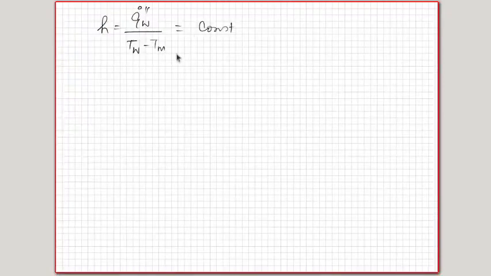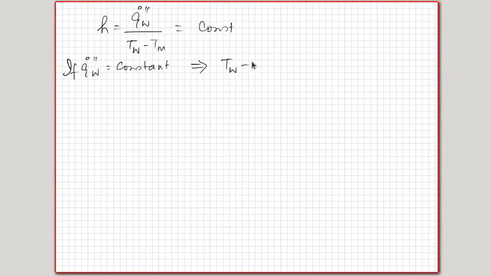So what does it mean? It means that if q dot double prime wall is constant, it implies that, because this is a constant, if this is also constant, then this becomes a constant. T wall minus Tm is constant, and when I say constant, it is independent of x, the flow direction.